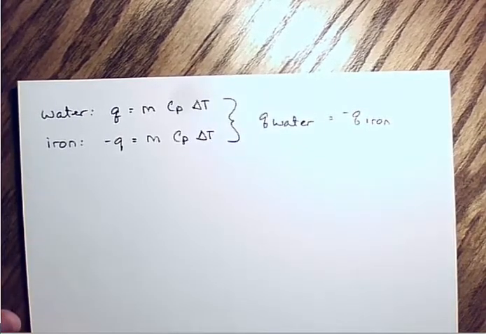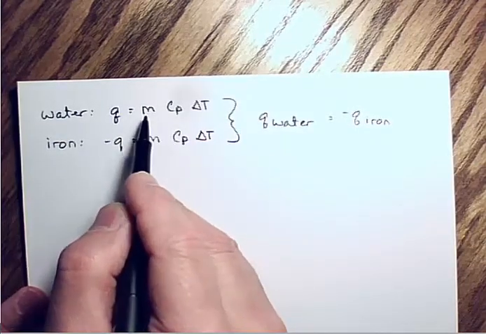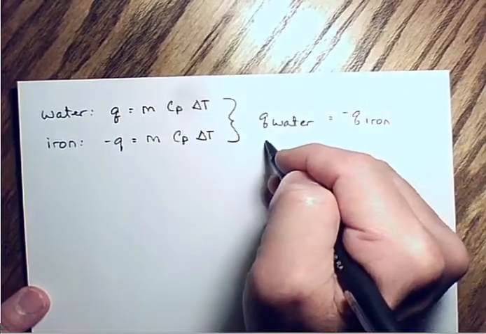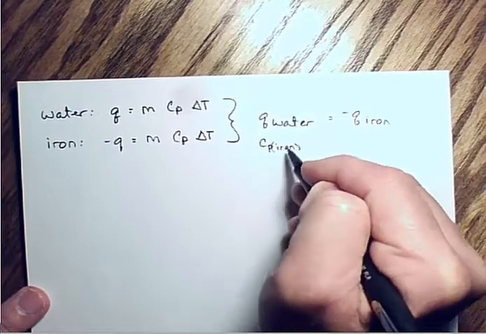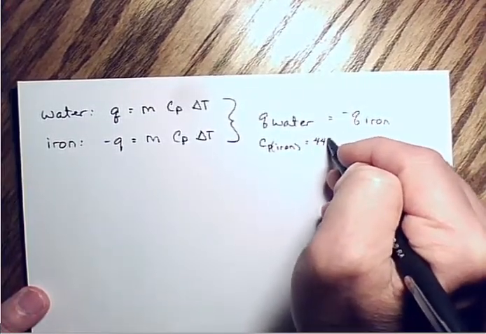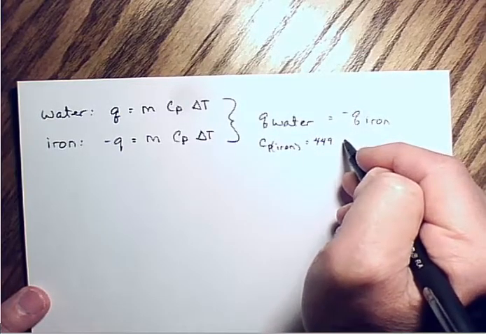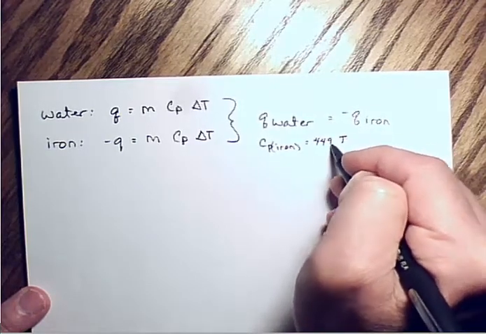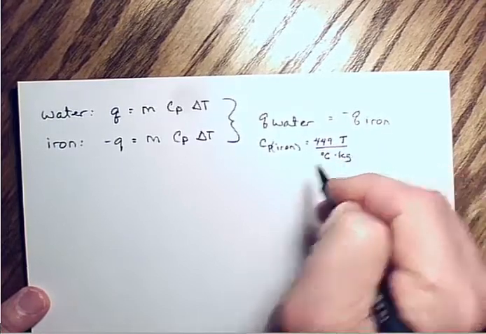All right, we already know the specific heat for water. We already know the mass for the water and the iron. We need the specific heat for iron. If I look up the specific heat for iron, I found it in one location as 449 joules per degree C per kilogram.